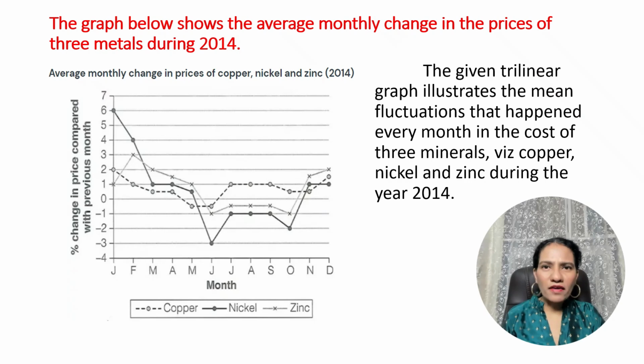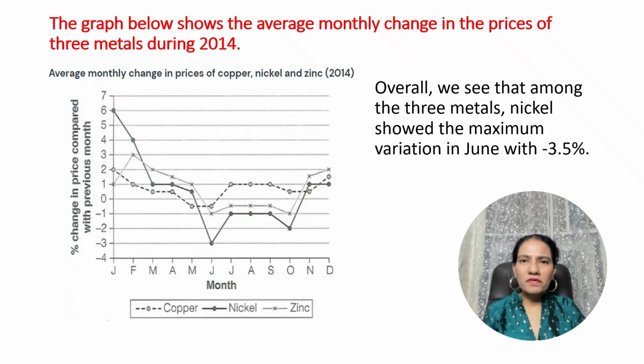So here is a paraphrase statement. The given trilinear graph illustrates the mean fluctuations that happened every month in the cost of three minerals, namely copper, nickel, and zinc during the year 2014. And the overview statement to be written in the very first paragraph. Overall, we see that among the three metals, nickel showed the maximum variation in June with minus 3.5%.